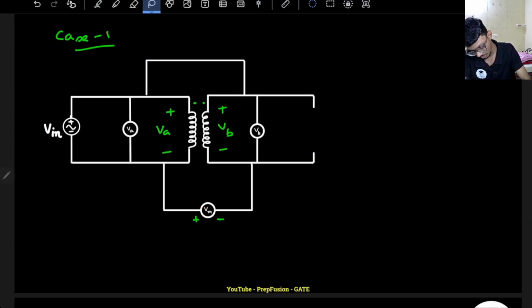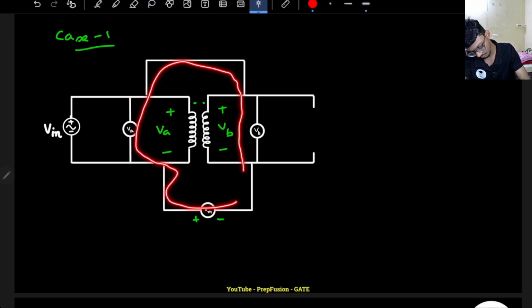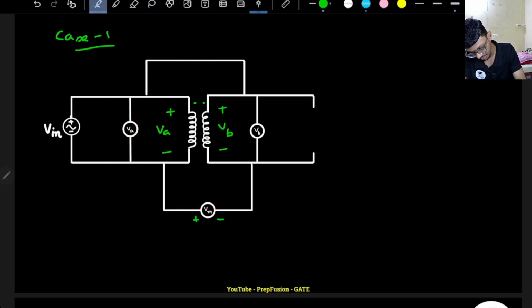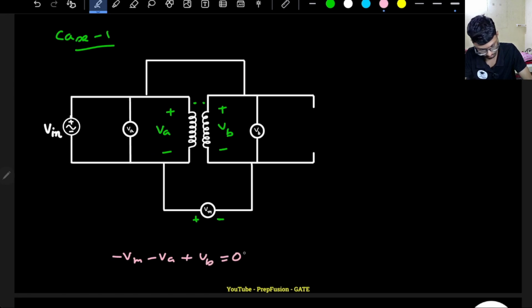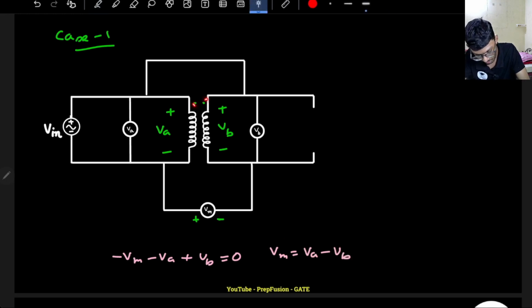Now if I apply KVL in this loop, what am I observing? Minus Vm, that is the voltmeter reading, minus Va plus Vb equals 0. So I get my voltmeter reading to be Va minus Vb. If the two dots are shorted together, the voltmeter reading will be the difference of these two voltages.